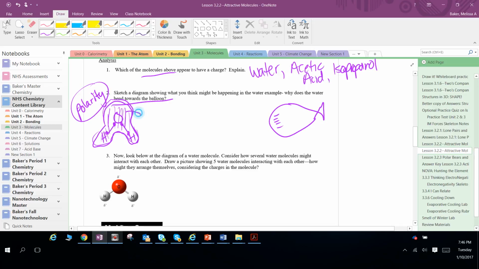And so when oxygen steals a little bit more of the cloud, it gets a partial negative charge. This is the little symbol that means partial. Kind of looks like almost an 8. And these hydrogens don't have a full positive charge, but they both get a partial positive charge. So if I were to blow up a stream of water, this is very exaggerated, the hydrogens would point toward that balloon because they have that partial positive charge.